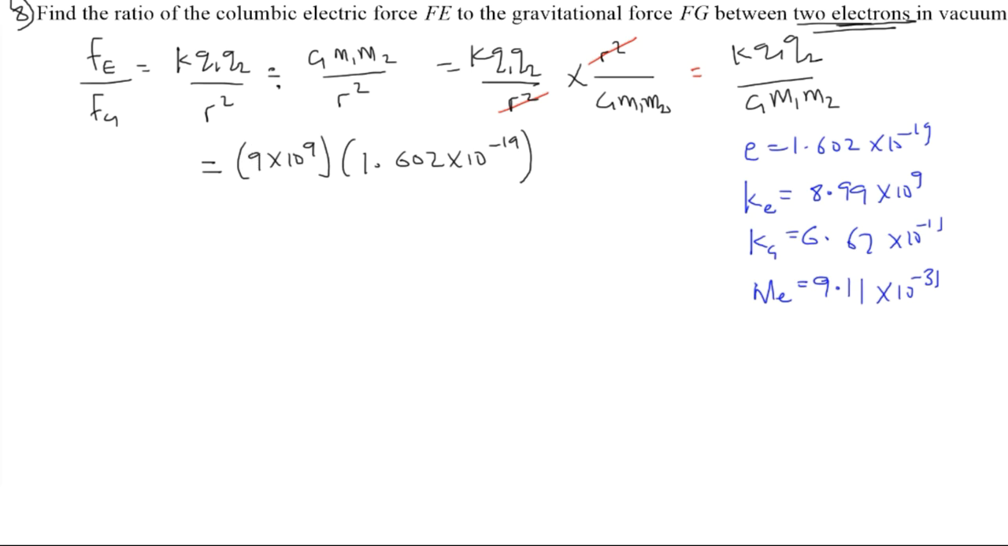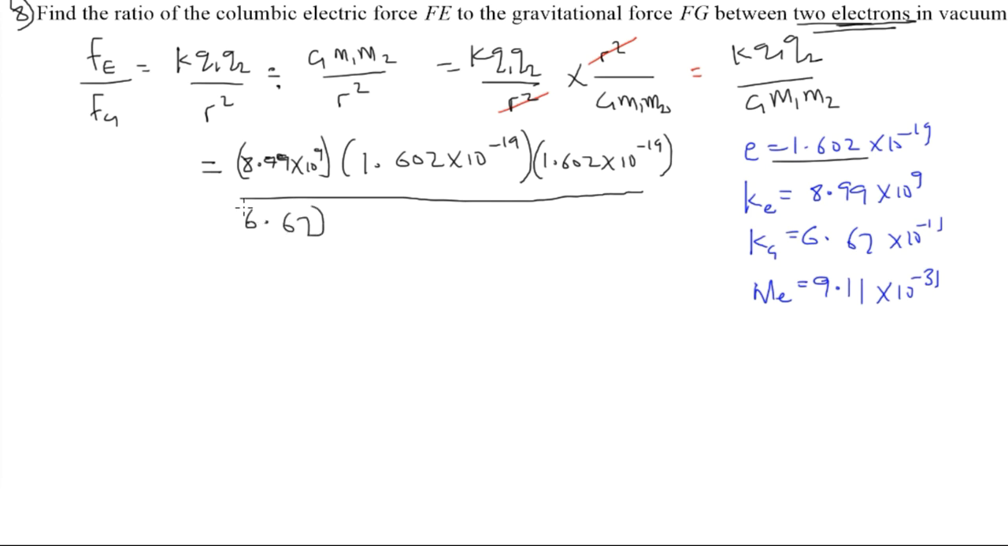That means I won't have to use 9 × 10⁻¹⁹. I will want to use what is given from the question, and that's supposed to be 8.99 × 10⁻¹⁹. Then this one, 1.602 × 10⁻¹⁹, that's the value of the charge on an electron, upon G, which is the gravitational constant, that's 6.67 × 10⁻¹¹, multiplied by m1 m2, that's the mass of the electron, which is given by 9.11 × 10⁻³¹.